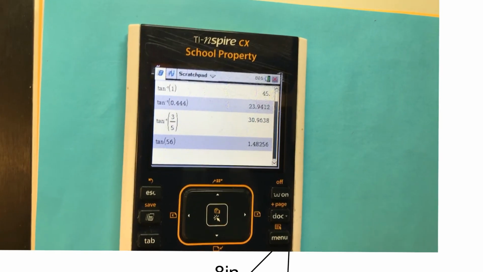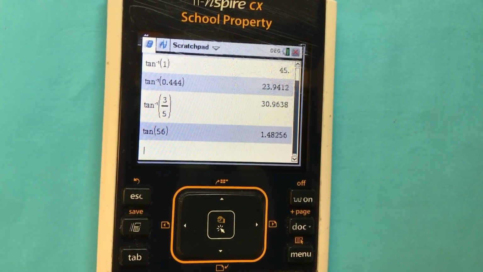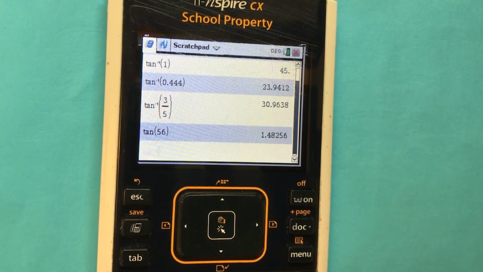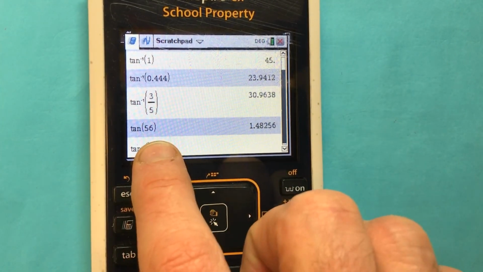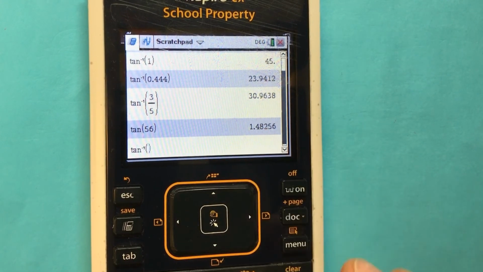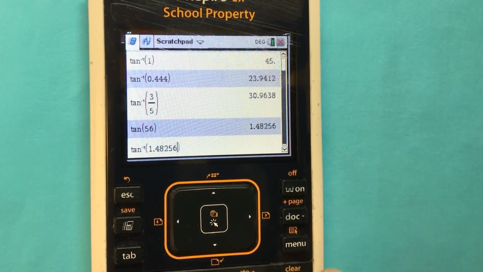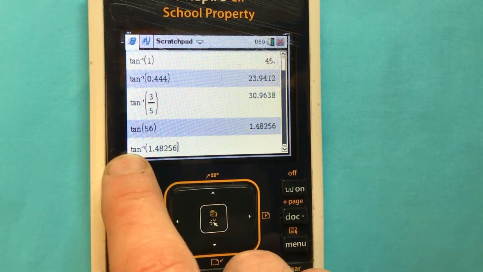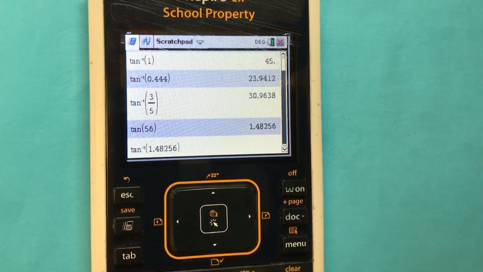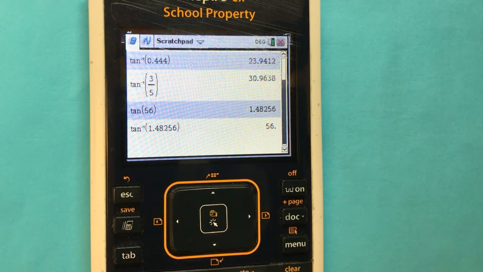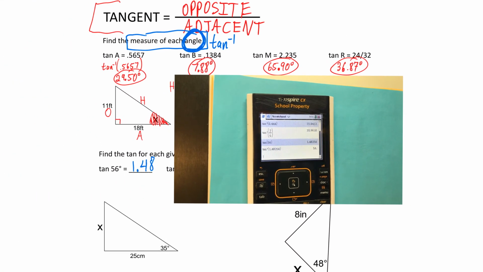Okay, now watch this. I want you to see this. If I go back and do tan inverse, you can do this if you want, but I just want you to see this. I'm going to type in tan inverse, and I'm going to type this in, 1.48256. What do you think that's going to give me? It's going to spit 56 back out, or real close to 56. So you can see they just do the opposite of each other.